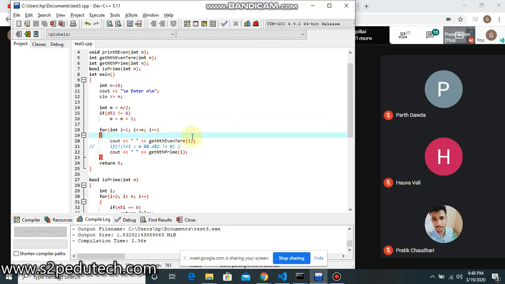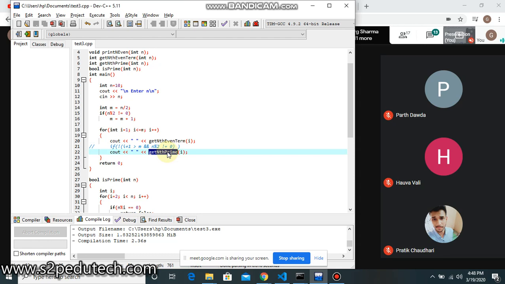Right? I am trying to run this loop n by 2 times. That is what I am essentially trying to do, right? Why am I running it n by 2 times? Because I need to call the nth term for both the sequences. So whatever my i is, for calling these functions in one iteration, my i needs to be the same. So when i is equal to 1, I'll get the first even term and the first prime term. When i equals 2, I'll get the second even term and second prime term.